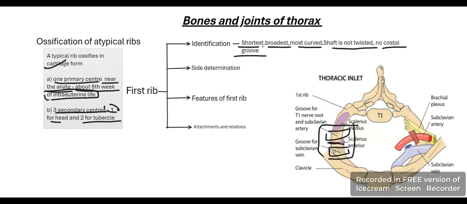The ridge is enlarged at the inner border of the rib to form a scalenus tubercle. From the inner side, see, this is the tubercle which is formed near the ridge, which is called the scalenus tubercle.